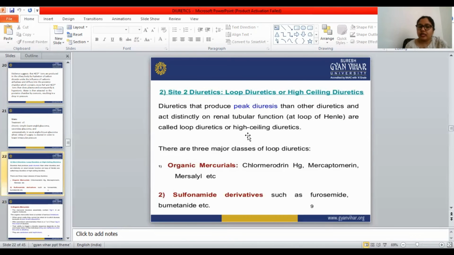There are two major classes of the loop diuretics: organic mercurials and sulfonamide derivatives. Examples of the organic mercurials are chlormerodrin, mercaptomerin, and mercaptomerin sodium. The sulfonamide derivatives are furosemide and bumetanide.